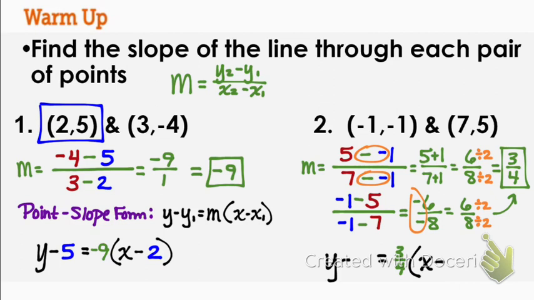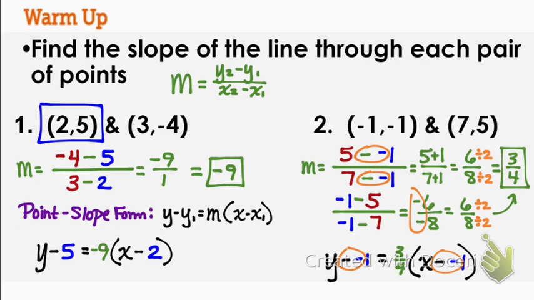Which ordered pair do you guys want to use? Second one? Tell me why. Because it's positive. I like that. What would it look like if I chose the first one? I would have y minus what? I would have y minus -1 and x minus -1. And then I have to change subtracting a negative into what? Into a positive.